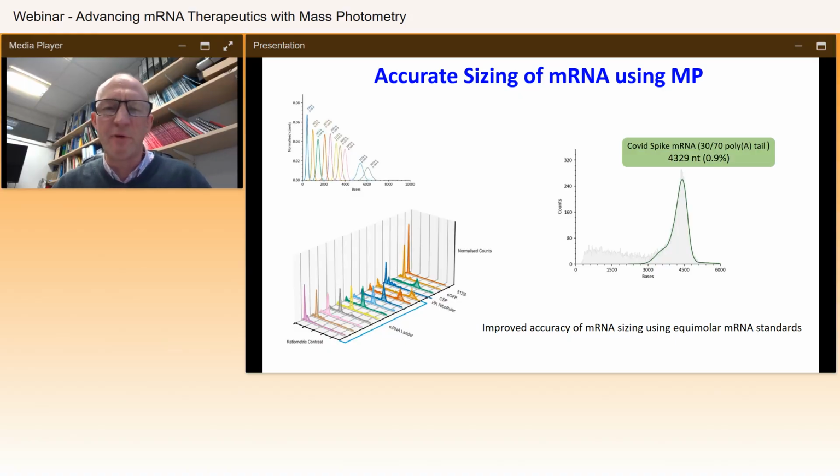So just in summary, we've been able to improve the accuracy of mRNA sizing using the mass photometer by moving away from the equimass commercial ladders, by using our own developed mRNA sizing standard that we generate at an equimolar mix.